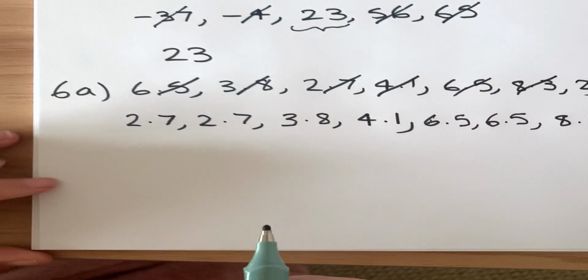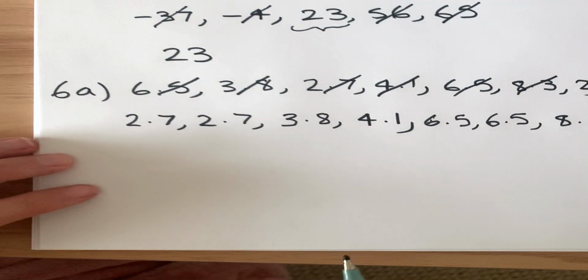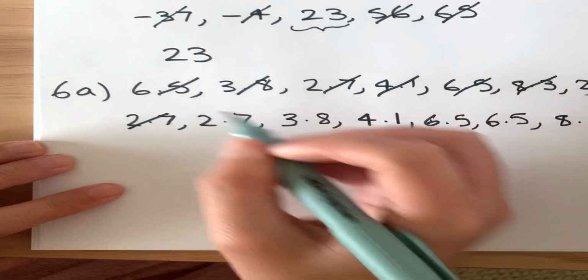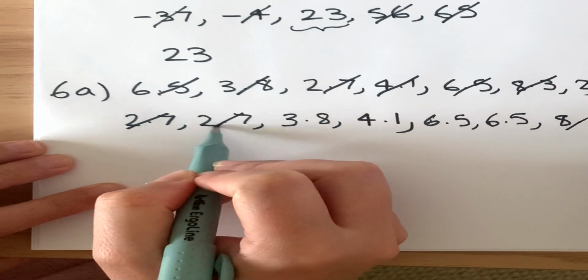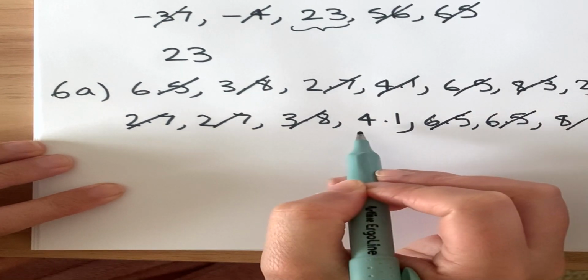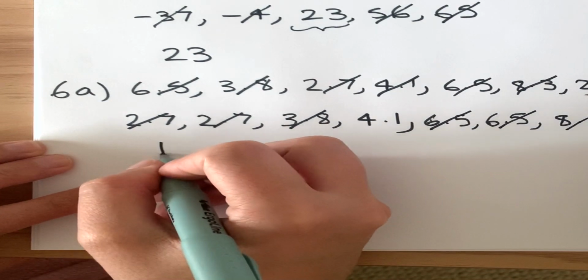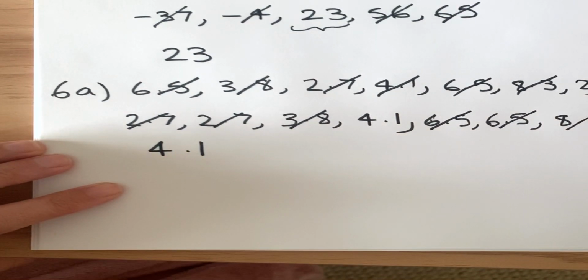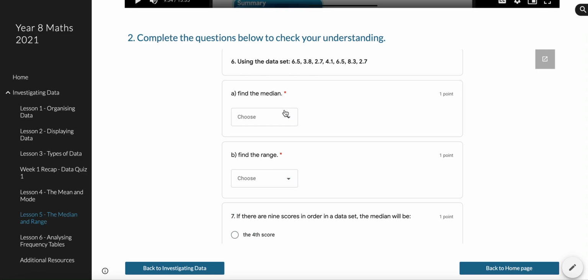We can find the middle score, or the median. So we just need to cross out the first and last, cross out the second and second last, cross out the third and third last, and we're left with 4.1 in the middle. That's our median, 4.1.